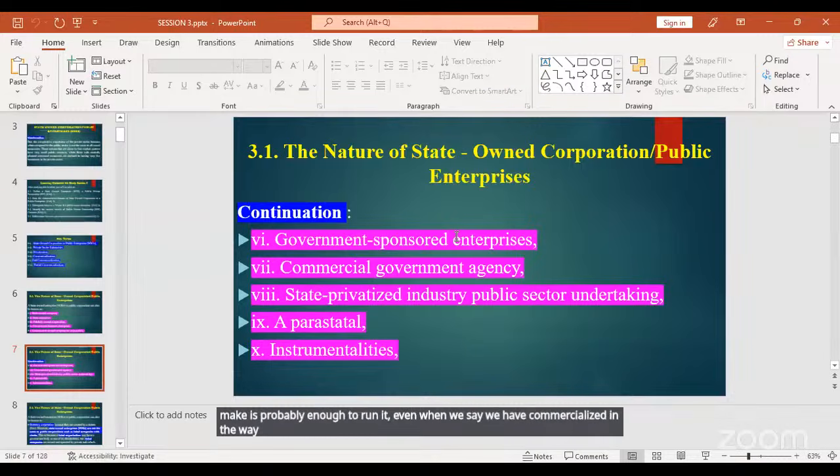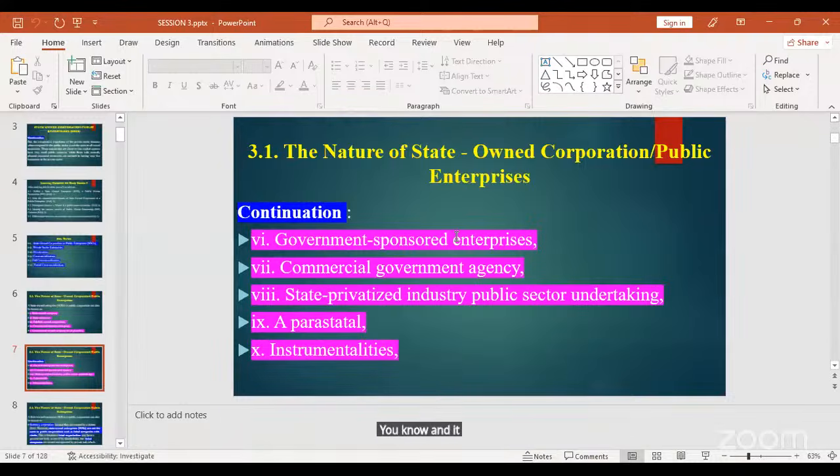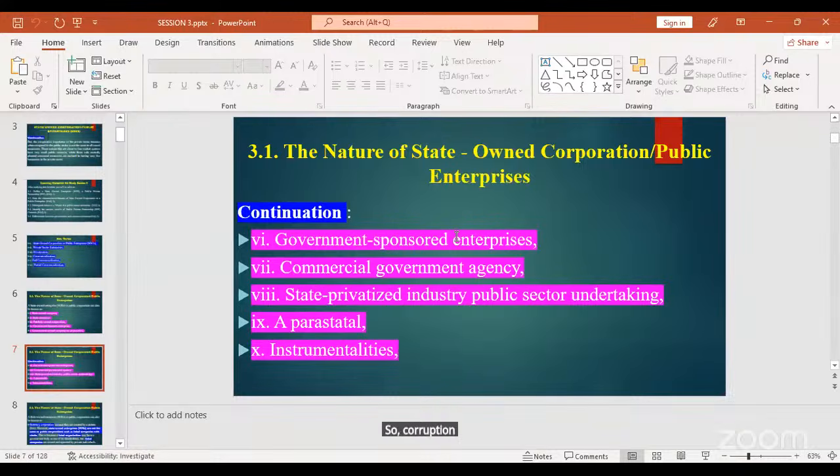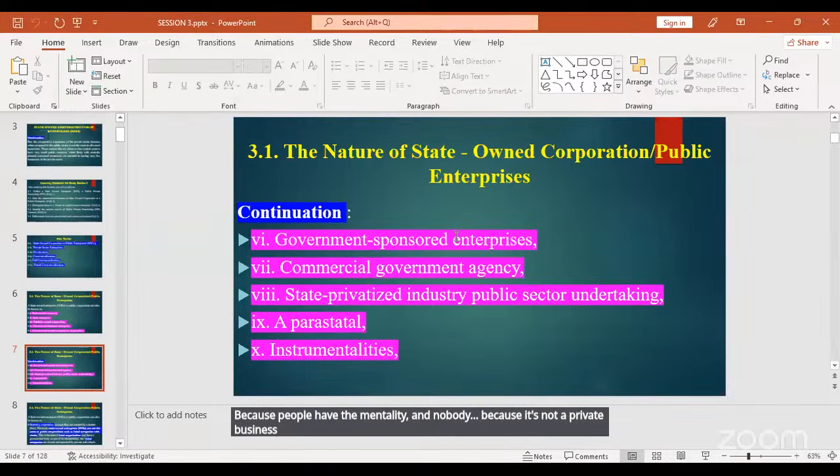And so we see a lot of embezzlement. When you say government business, you see a lot of corruption there. Even if you are working there and you say you are not corrupt, and you want to check those people, they will point a finger in your face and say, is it your father's business? Get lost. So corruption is the highest in such places because people have the mentality that, because it's not a private business, nobody is passionate that this thing should not die or go down.